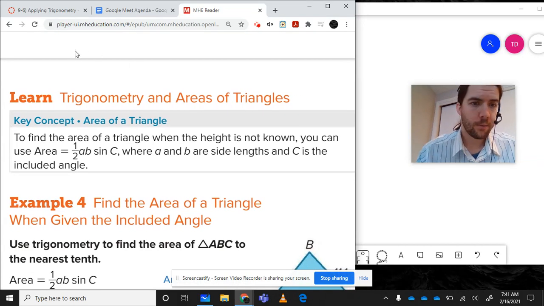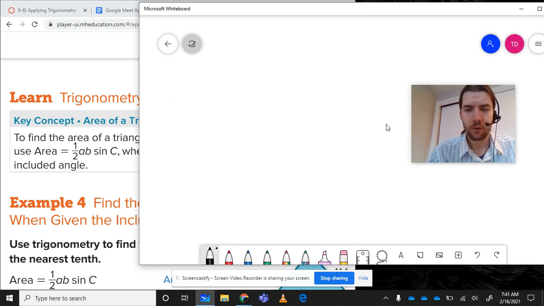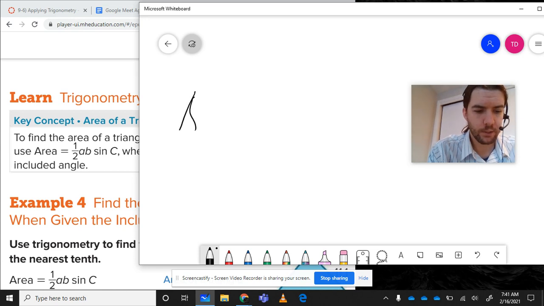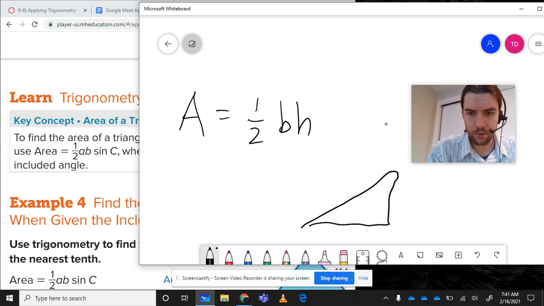Okay. In this section, we're going to try to connect trigonometry to a new formula for the area of a triangle. So if you guys recall, the area of a triangle is typically given as 1/2 base times height. Okay, in a right triangle, this is fairly evident because base times height, if you multiply those, you get a rectangle. You cut that rectangle in half, and you get the area of your triangle.